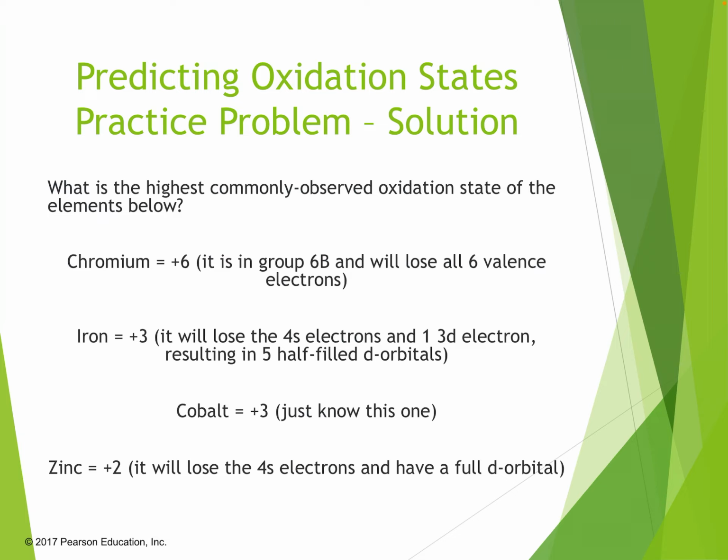Cobalt is going to be, from that previous slide, a +3. I would just know that one. Again, iron and cobalt will form a +3. Nickel, copper, and zinc will form a +2. And then zinc, again, forms +2. It loses those 4s electrons, and then it has a completely full 3d orbital.